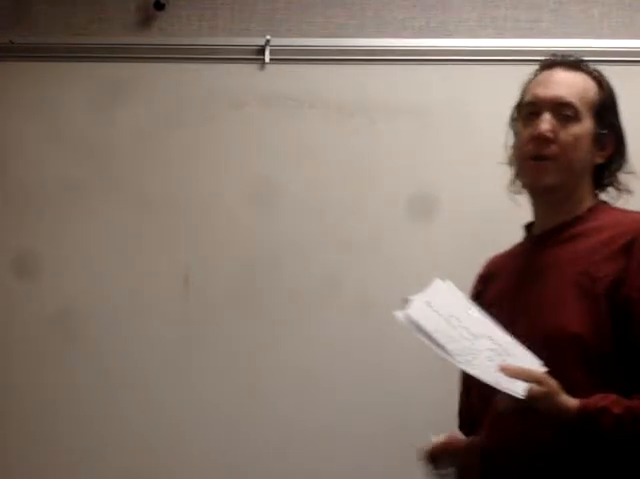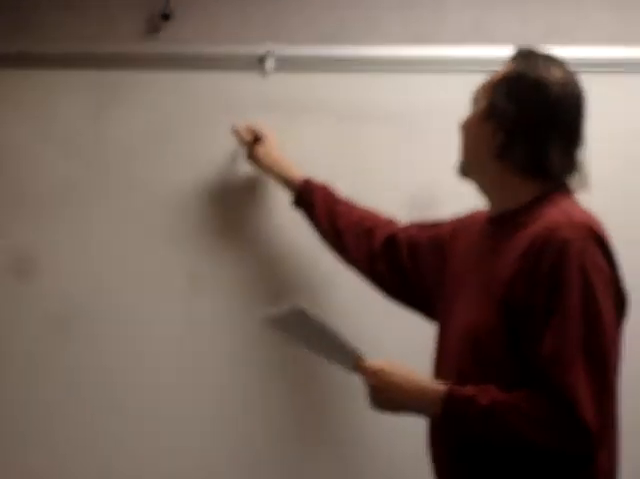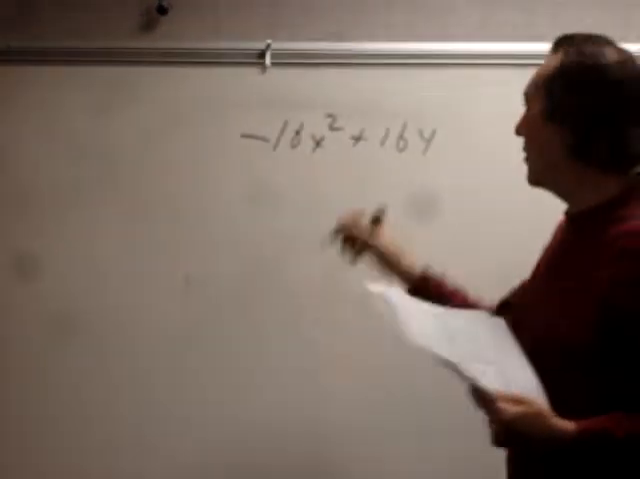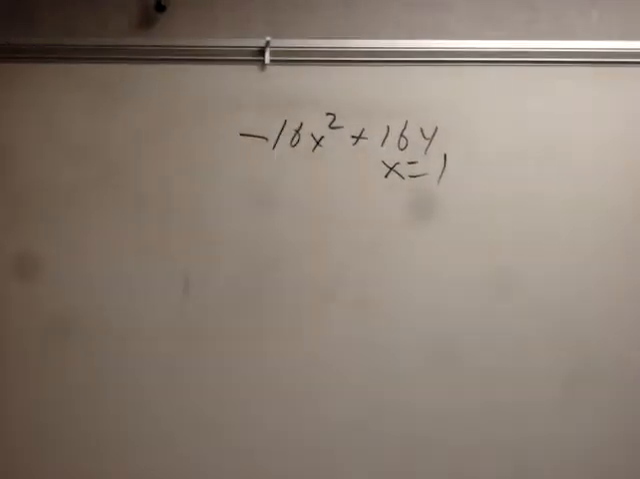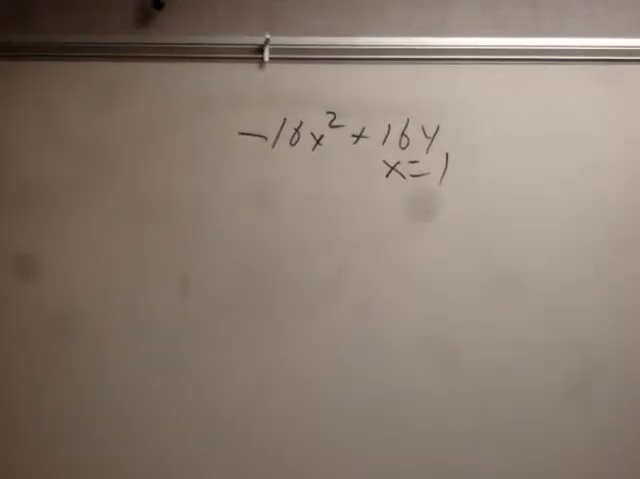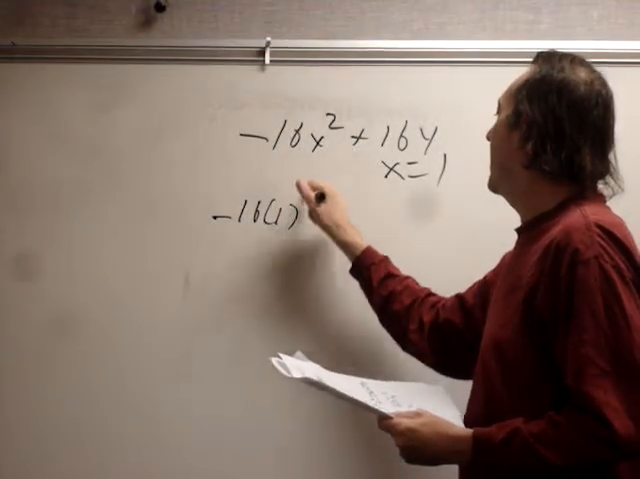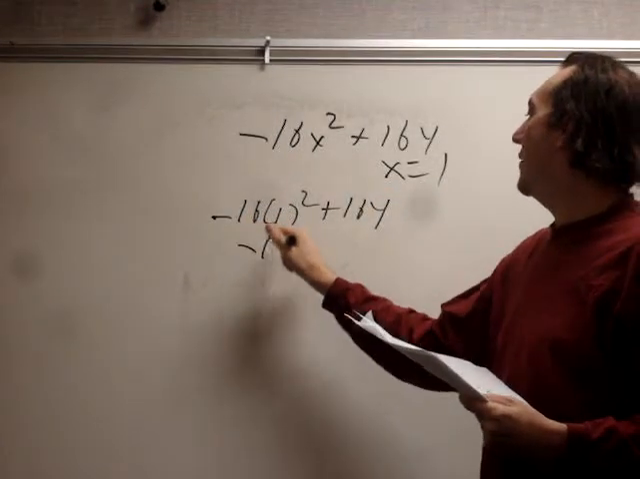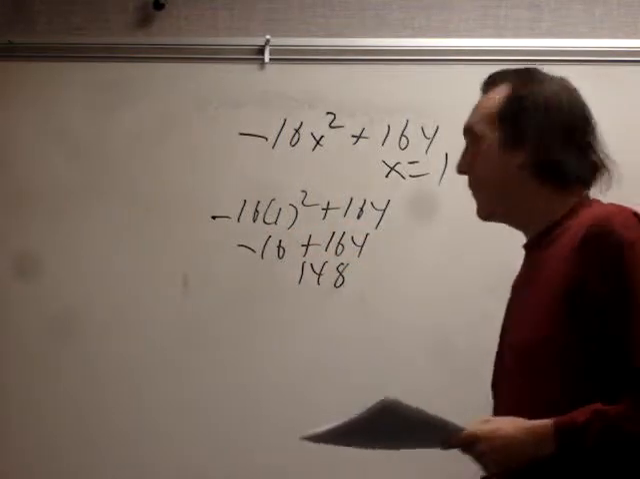The next question is going to be a word problem, and it's going to give you a polynomial, and it's asking how far something is falling at a certain time. Let's say we get negative 16x squared plus 164, and it wants to know where it's at x equals 1. So all we have to do is substitute a 1 in for x, and we're going to get negative 16 times 1 squared plus 164. 1 squared is just 1, so we have negative 16 plus 164, which is 148.